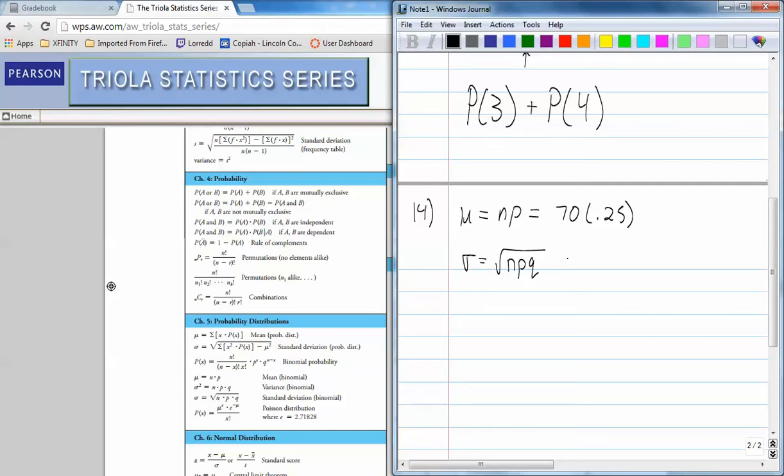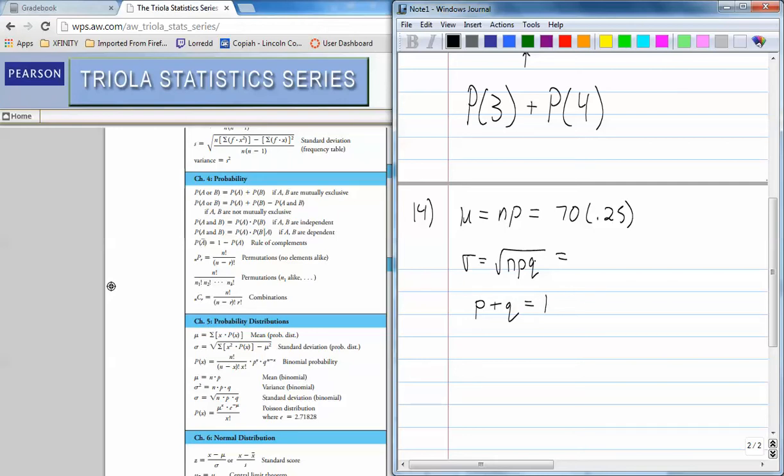Alright, so we were given n and p, but we weren't given q. Well, that's okay, because we can figure q out. Remember that p is success and q is failure. So p plus q must always equal 1. I don't know if you've come to that realization or not, but the success of something happening and not happening adds up to be 1.